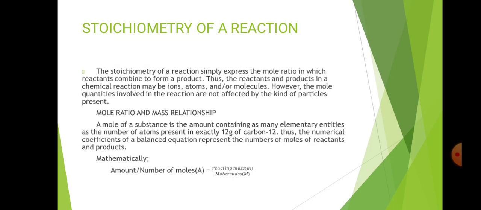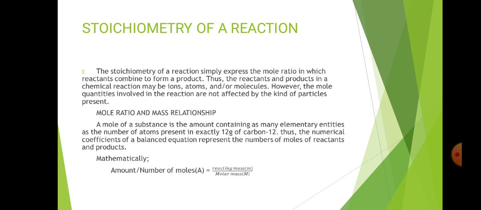Now, to understand this topic properly, let's quickly look at what is called the stoichiometry of a reaction. The stoichiometry of a reaction simply expresses the mole ratio in which reactants combine to form a substance. Thus, the reactants and products in a chemical reaction may be ions, atoms, and/or molecules. However, the molar quantities involved in the reactions are not affected by the kind of particles present.